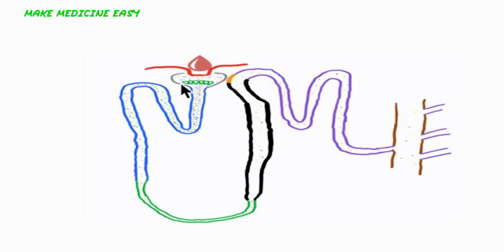So filtration is kept in the glomerulus. This is the glomerulus part consisting of capillaries and the capsule, and this part is the tubules part. So proximal, distal tubules, Henle loop, thin and thick part, and collecting ducts. So through these nephrons almost 180 liters of blood is filtered per day.